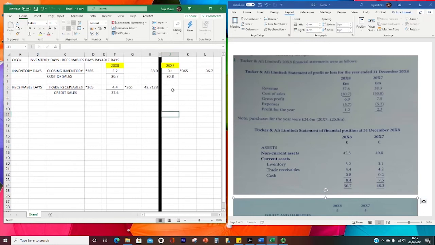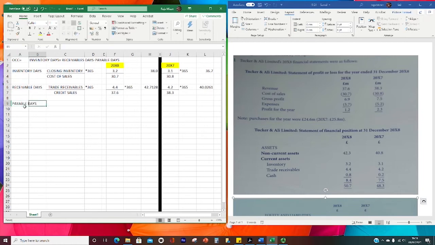For 20x7, let's take the figure from the balance sheet, 4.2 for receivables, and then 38.3 is my credit sales, times days in a year. 365 stands for days in a year, and we will calculate it. Okay, the formula didn't work because I didn't use brackets. 4.2 divided by credit sales times 365, and now we have got a figure. So this is our receivable days.